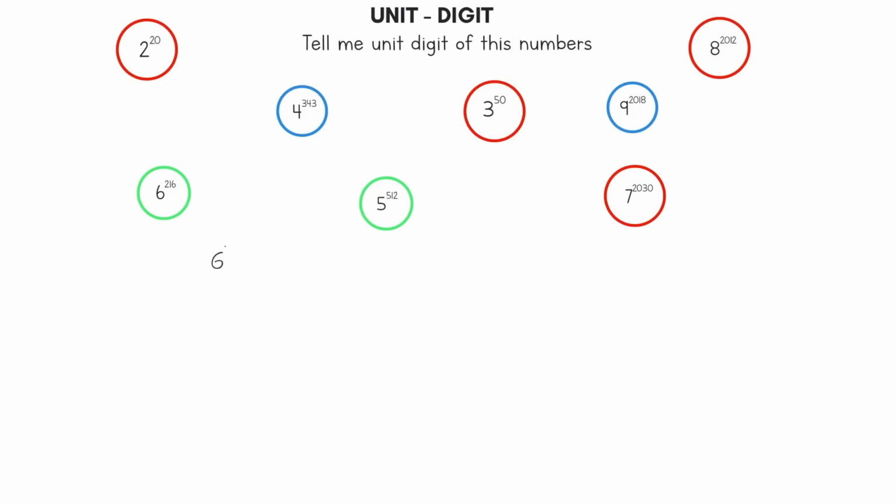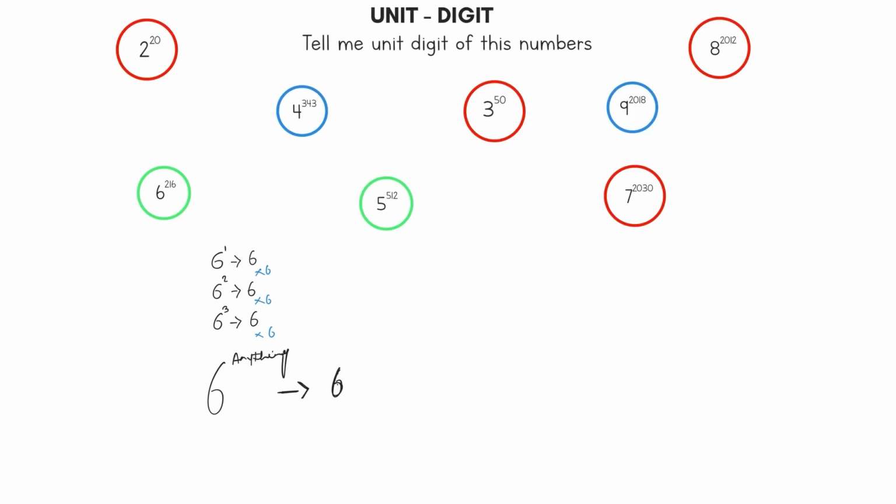6 raised to 1, the unit digit is 6. 6 raised to 2, 36, unit digit is 6. 6 raised to 3, 216, the unit digit is 6. In short, if you keep on multiplying 6 into 6, 36, 6 into 6, 36, so 6 raised to any number, the unit digit will always be 6.